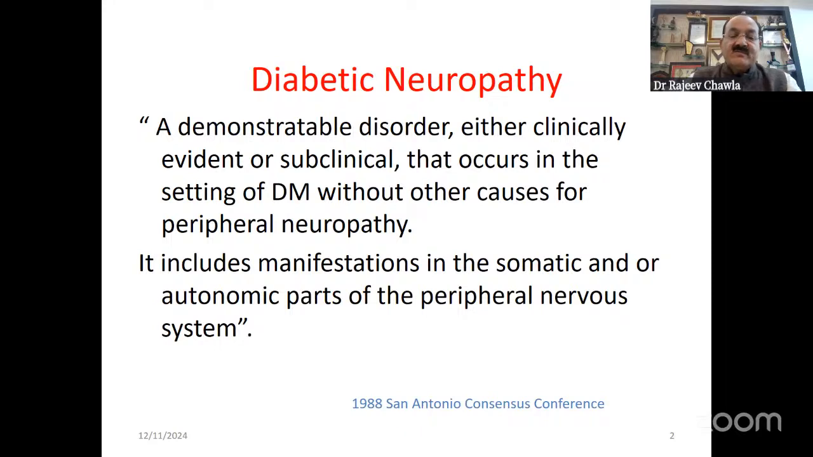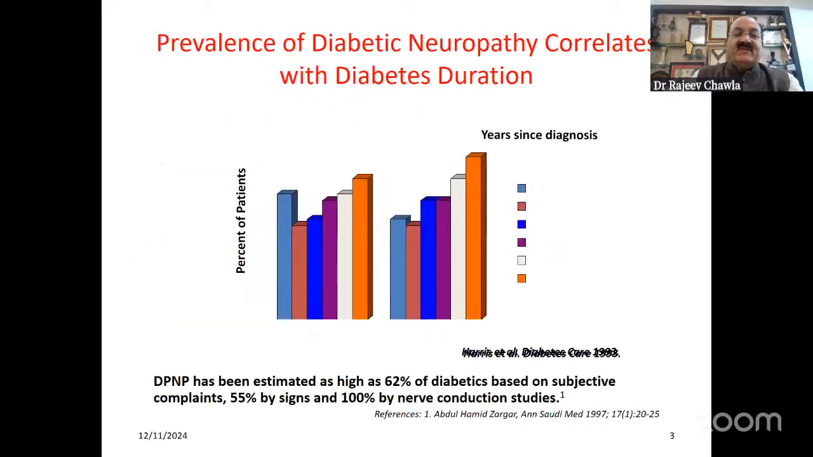It includes manifestations in the somatic and/or autonomic parts of the peripheral nervous system. This is one of the simplest definitions of diabetic neuropathy, which came as early as 1988, and it was defined in the San Antonio Consensus Conference that this is how a diabetic neuropathy should be defined.